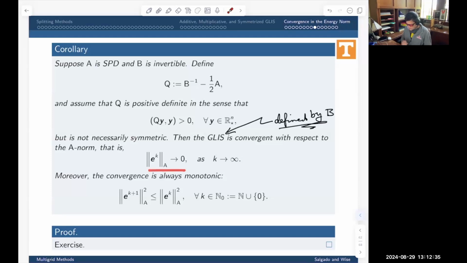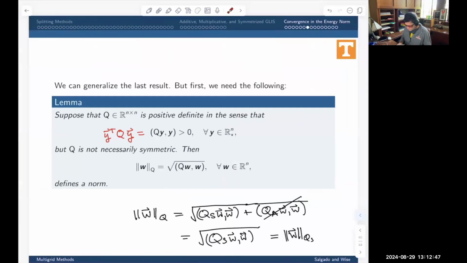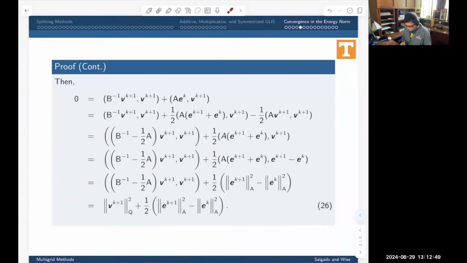That is, we get this type of convergence. In fact, we can prove that it's monotonic convergent. And the proof goes exactly the same as the proof before. In the proof before, we noted at some point that this was a norm. Well, that was because Q was symmetric positive definite. Now we only know that Q is positive definite by assumption. All the other assumptions are the same.